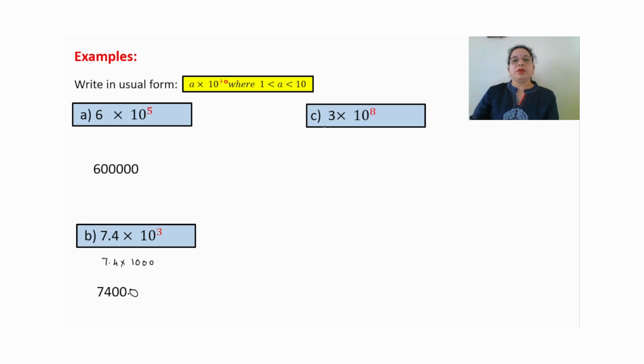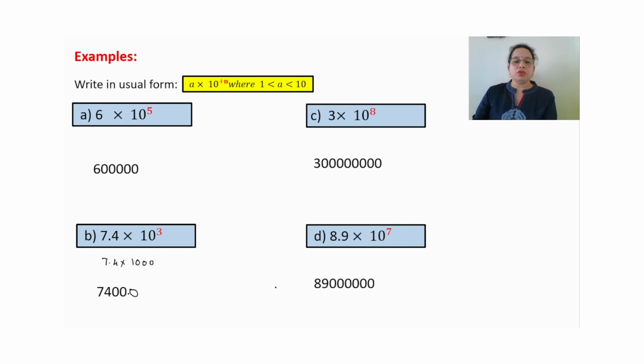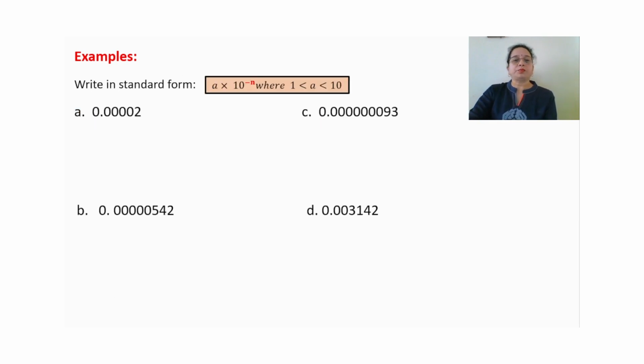Take one more example, 3 raised to the power 8. So after 3, how many zeros should come? 8 zeros should come. So write 3 and count and write down 8 zeros. Next, 8.9 raised to the power 7. It means after 8 how many digits should come? 7 digits. So this will be the 1. So how many zeros are left? 6 zeros. So 89 and 6 zeros, 1, 2, 3, 4, 5, 6 zeros. So this is the way, if standard form is given, you can write it in usual form.